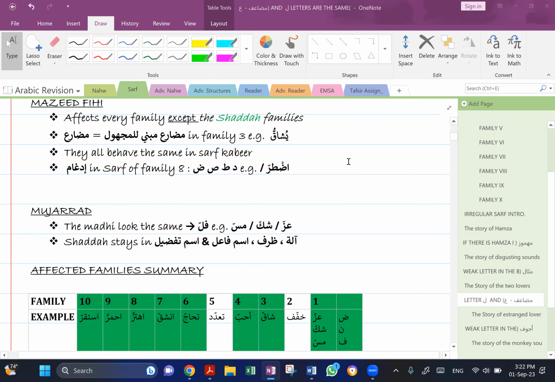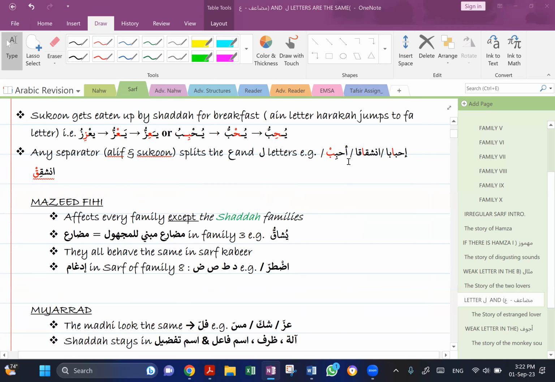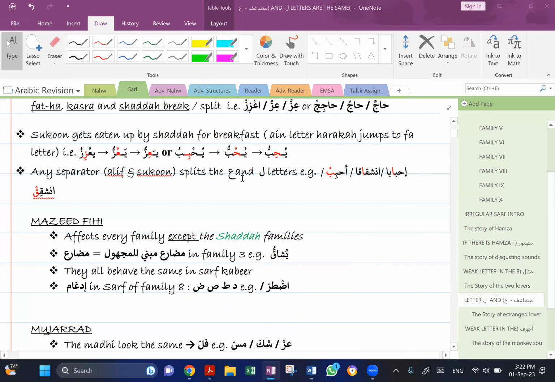Can you please explain the last point again? That when the alif comes and the sukoon, the shadda goes away? Yeah, this one. Any separator, alif and sukoon. So, okay, let's take an example.